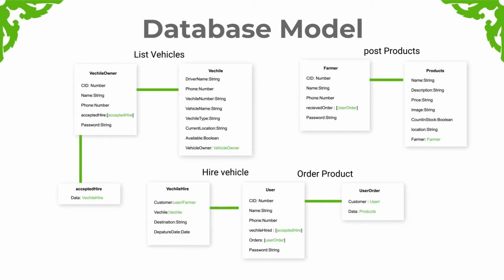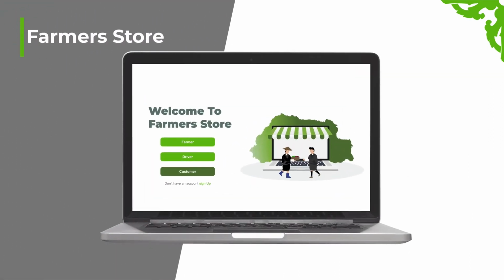Since all the vehicle hire requests cannot be approved by the vehicle owner, only the accepted vehicle hire requests will be stored in the accepted hire module, with the date attribute referring to the vehicle hire request module. And if the vehicle owner is not able to accept the hire request, the person who made the request will receive a notification or a message.